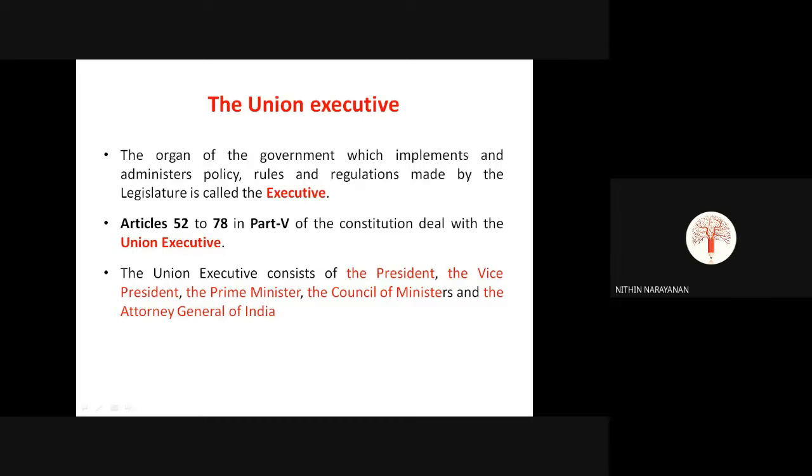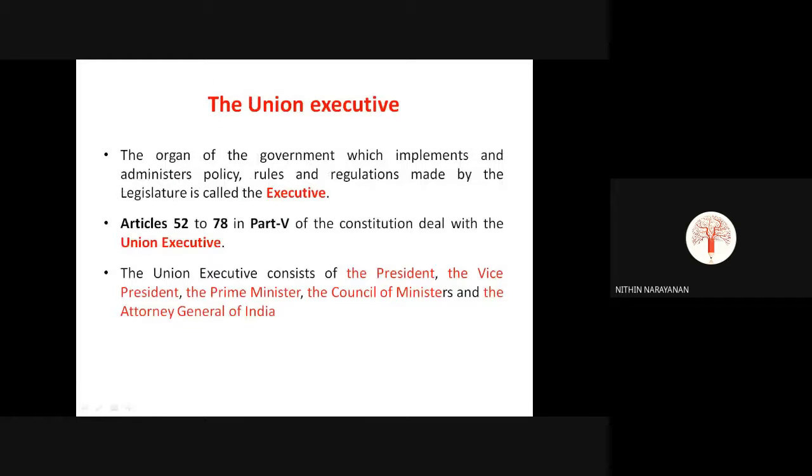So the Union Executive is an organ of the government which implements and administers the policy, rules and regulations made by the legislature. That is called the Union Executive or simply the executive. Articles 52 to 78 in Part V of the Constitution deal with the Union Executive. Who constitutes it? It consists of the President, the Vice President, the Prime Minister, the Council of Ministers, and the Attorney General of India.